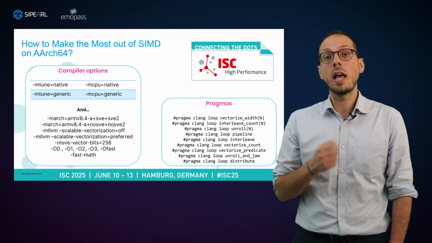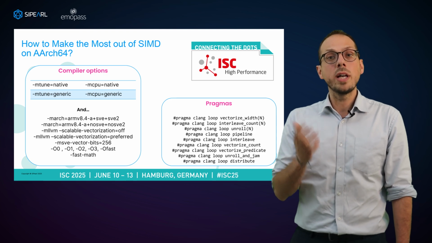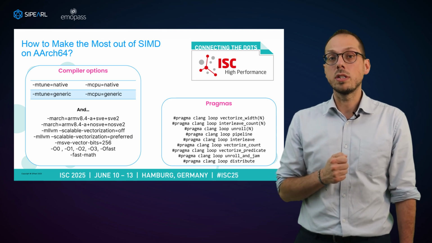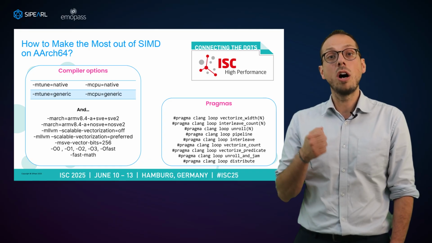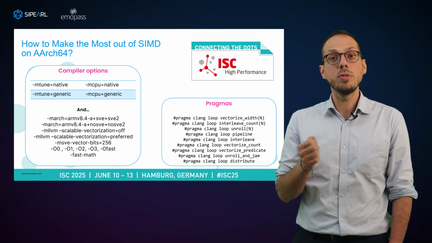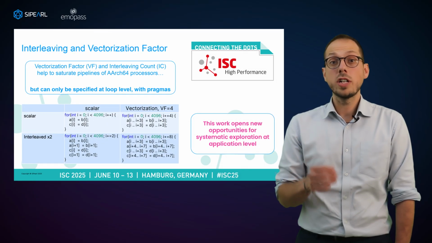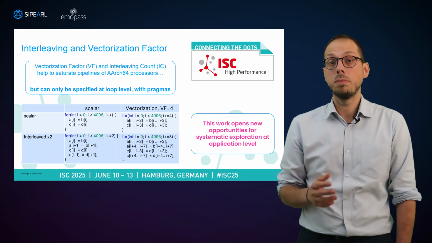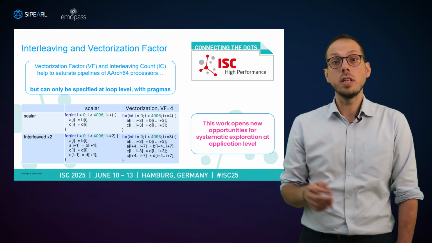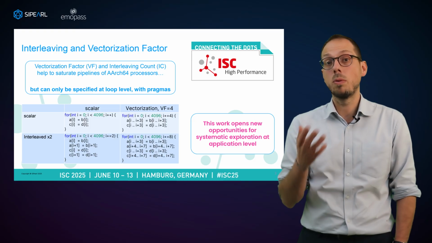Interleaving count helps to unroll a specific loop in a way that is suitable for out-of-order processors, and vectorization width helps to specify the number of elements that can be processed simultaneously by the SIMD units. These two influential parameters help to saturate the pipelines of an AArch64 processor. As you can see in this picture, interleaving and vectorization factor are two orthogonal concepts that can be combined.